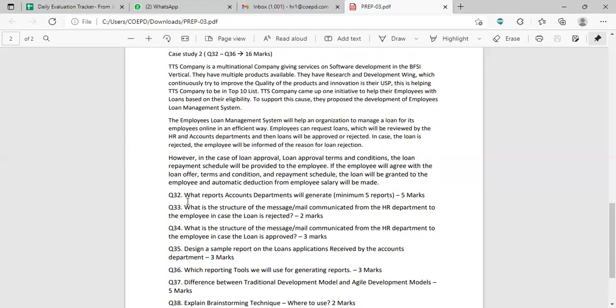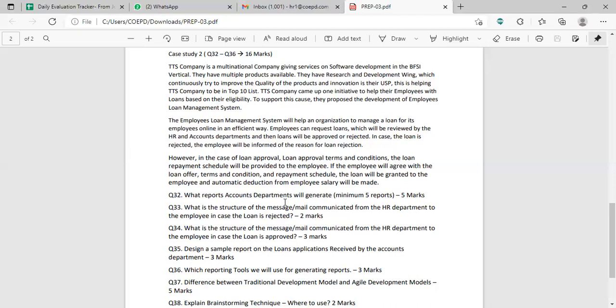Okay, guys. Now, the 32nd question speaks about what reports the accounts department will generate. According to us, what kind of report should an accounts department generate, guys? One report would be the loan approval report, loan rejection report, loan approval terms and conditions, loan repayment schedule report, and the loan offer report. So basically, the accounts department are very important people. So you just have to think of the 5 reports that the accounts department will generate.